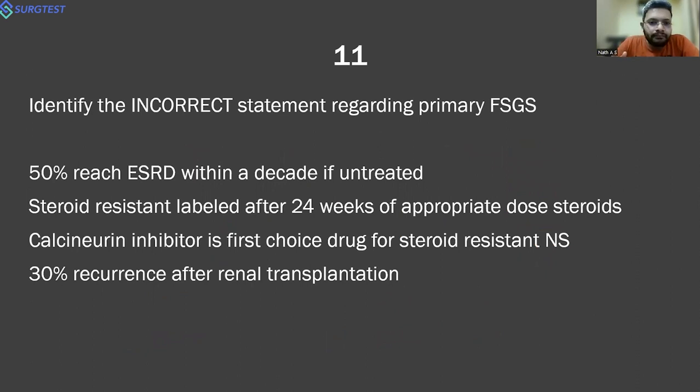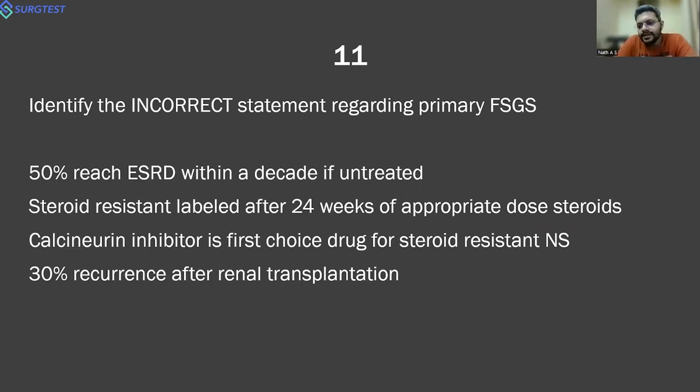I wanted you to understand: incorrect statement regarding primary FSGS. 50% will reach ESRD within 1 decade if untreated. Steroid resistant is labeled after 24 weeks of appropriate dose of steroids. Calcineurin inhibitor is the first choice drug for steroid resistant nephrotic syndrome. 30% recurrence after renal transplantation. So we're talking about primary FSGS, and I want you to start appreciating the term. Primary FSGS, no cause. We don't know why it came. It's not a mutation. There's no secondary cause. Okay. So which of these is wrong?